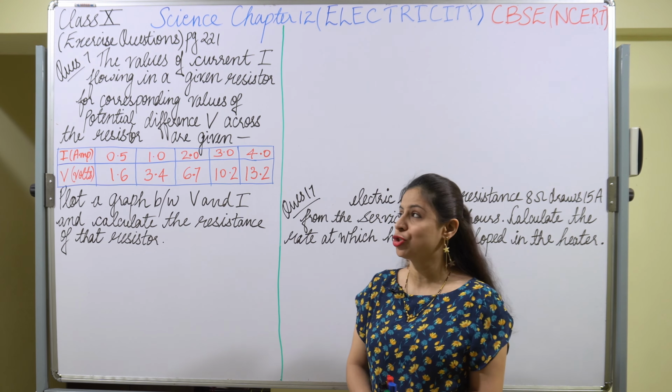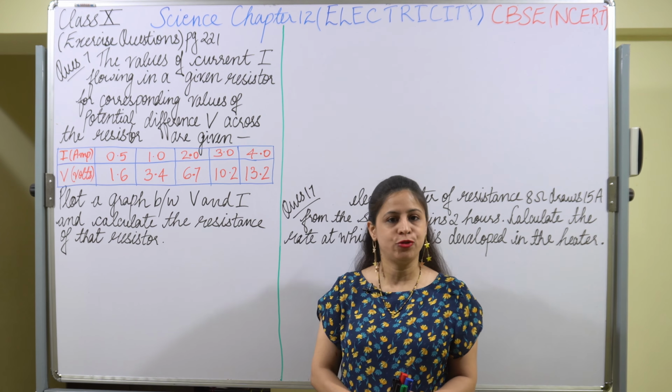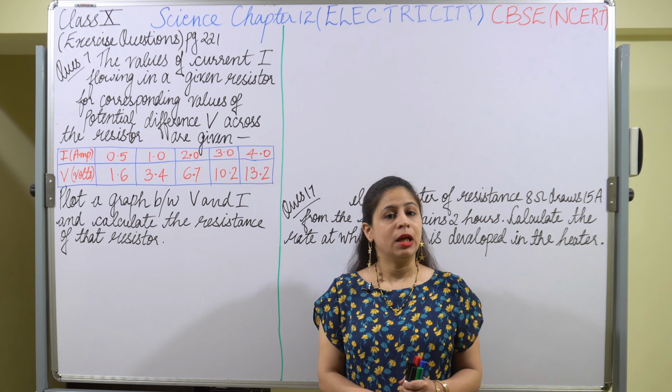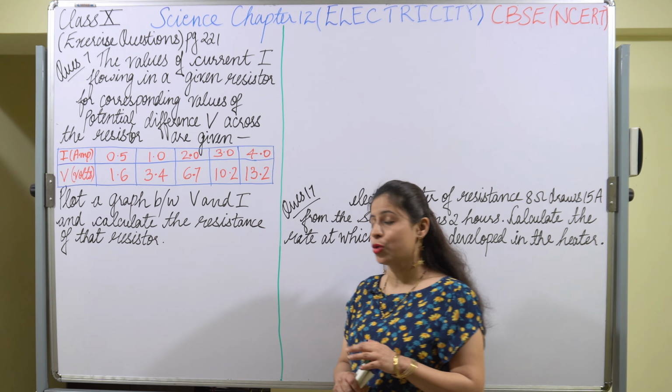So let us start with question number 7 and 17, which are the left out questions of the exercise of chapter 12, Electricity, of class 10 CBSE NCERT. Okay, so let us start with question number 7.